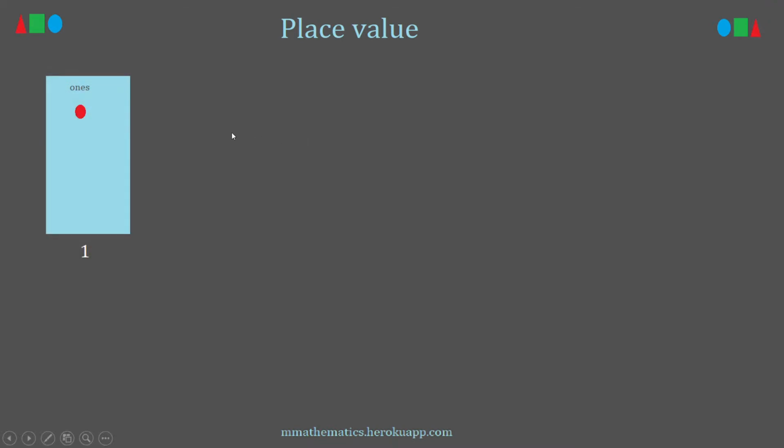So let's take this column for instance. There's one red dot and there's the number 1 below. This is a ones column. That dot has a value of 1, so that is 1.